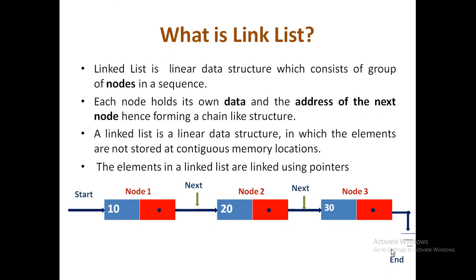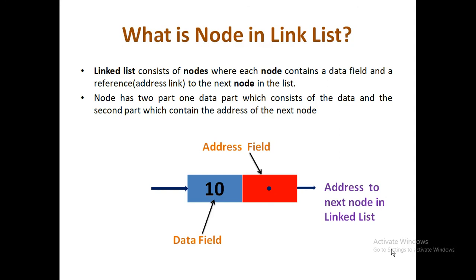So here you can see the detailed structure where every node contains two compartments. The first compartment holds the data and the next compartment holds the address of the next node in the linked list. So in the second compartment a pointer is stored, which stores the address of the next node of the linked list.